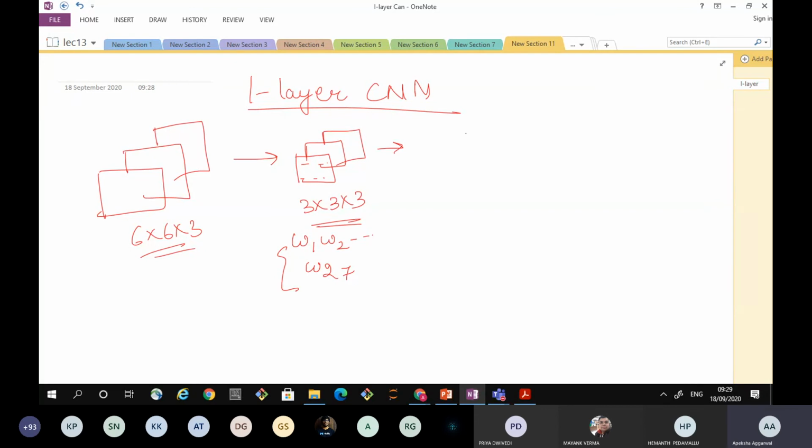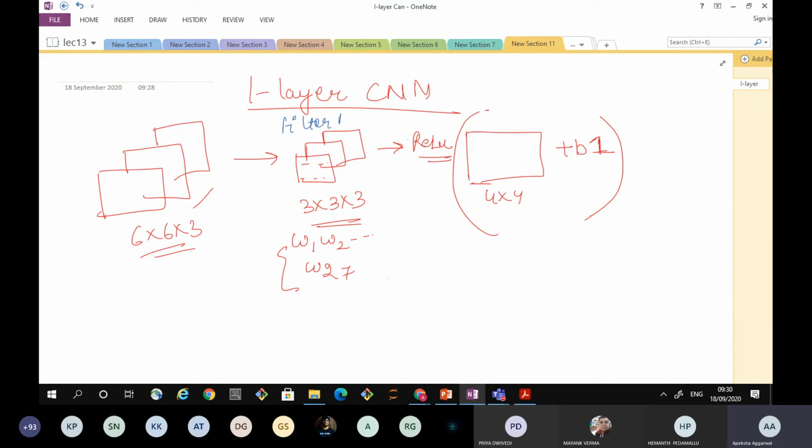Next, I get a 4x4 image. Now I will add a bias to this, let's say B1, and I will apply an activation function, as we always do. We generally apply a ReLU function over this. So this is my weight and this is my bias, simply as in a neural network where we have weights and a bias. This is just an example. Now this process is for the first filter, filter number 1.